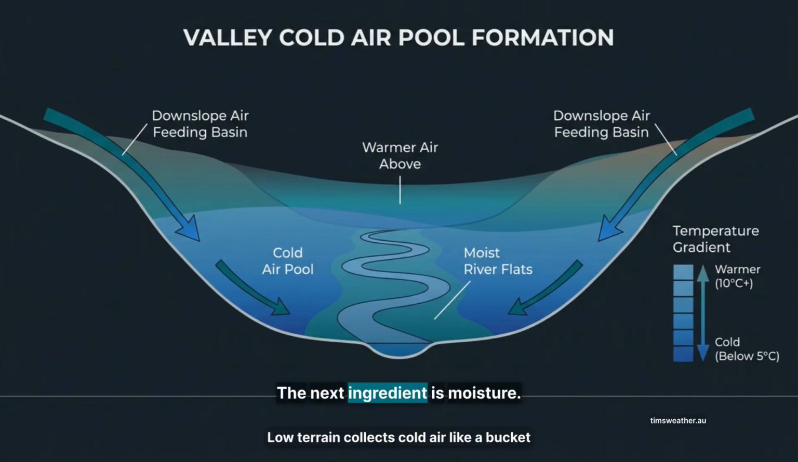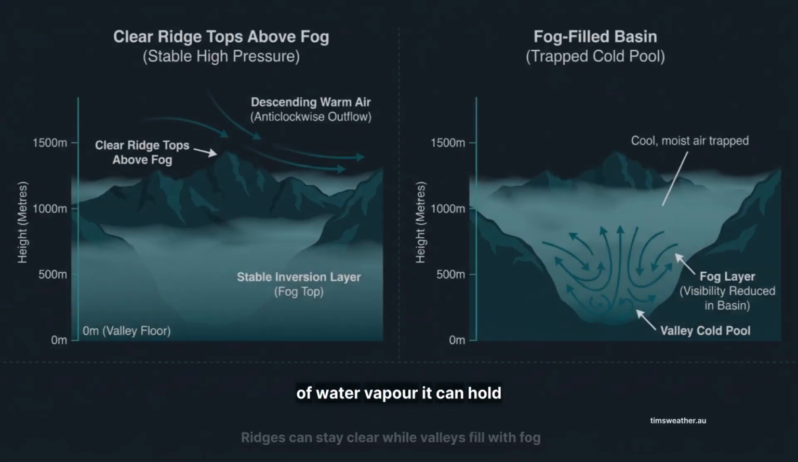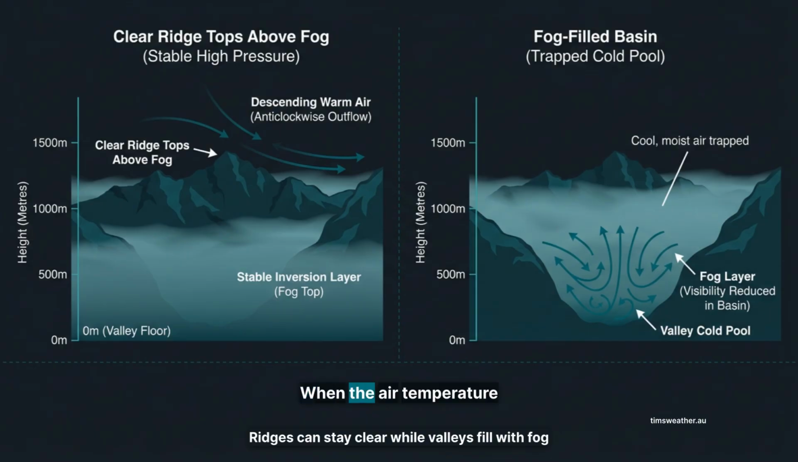The next ingredient is moisture. Air always contains some water vapor, but it can only hold so much at a given temperature. As the air cools, the amount of water vapor it can hold drops. When the air temperature reaches the dew point, the air is saturated. Water vapor then condenses onto tiny particles such as dust, smoke, pollen, or salt. Those microscopic droplets are what we see as fog.